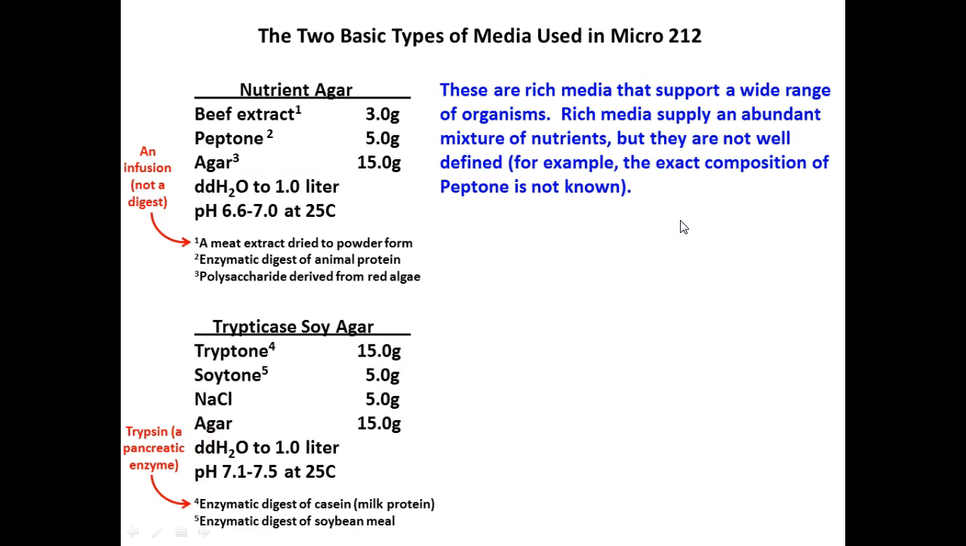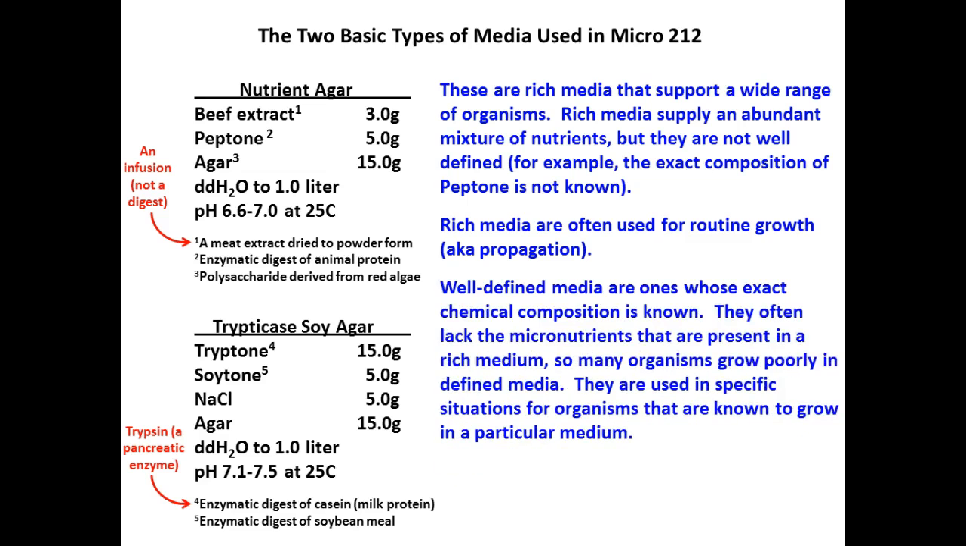So these are all rich, right? Lots of nutrients there. Abundant source of nutrients, but not well defined, right? We don't know the exact composition of what is there. We don't know exactly how much sugar, how much protein, how much fat. But we don't need that, right? We need them to just eat and grow, right? So that we can play with them. Rich media, again, typically just used for routine growth, propagation of the microorganisms.